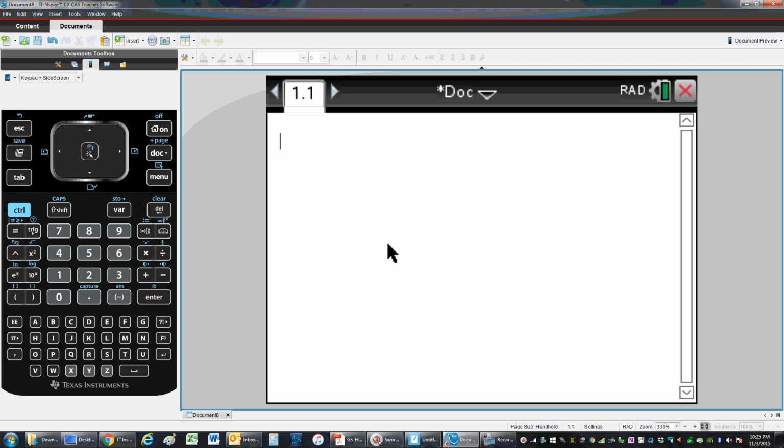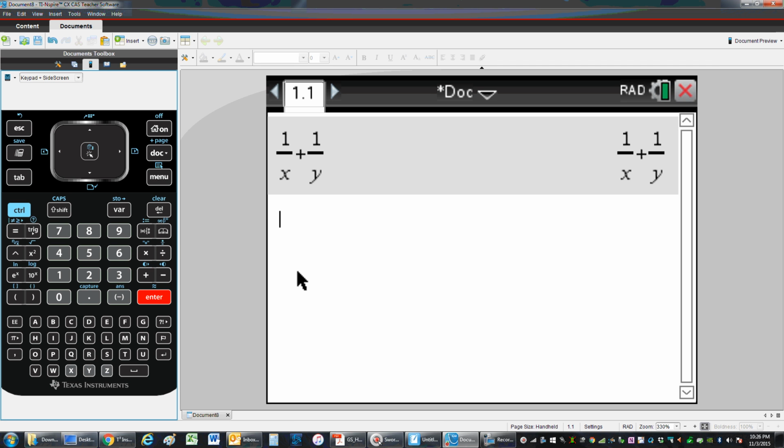I was telling you you could do stuff with variables. So let's say we want to do something like, I'm going to get a fraction, so control divide. I want to do 1 over x plus 1 over y. If you hit enter, it didn't really do anything because you didn't tell it what to do with it. If we want to combine these with a common denominator, we're going to actually have to go tell it.